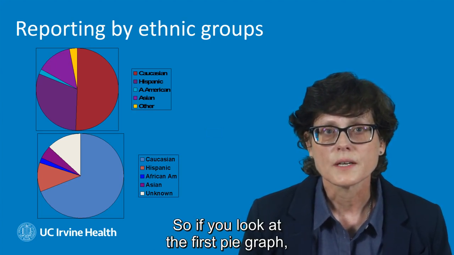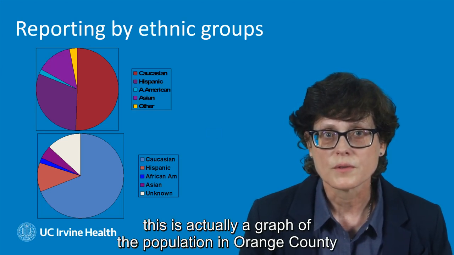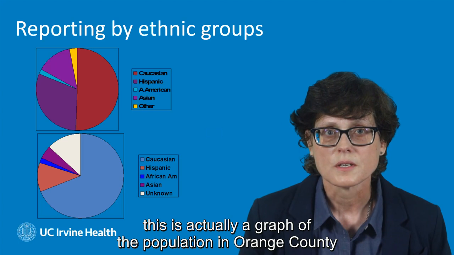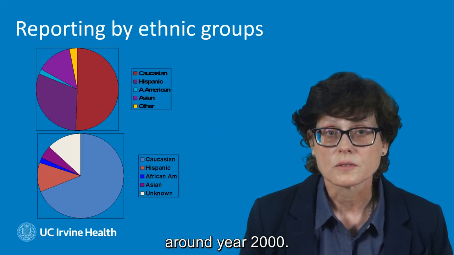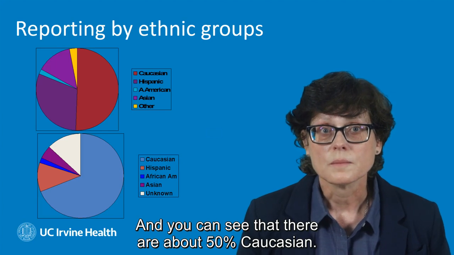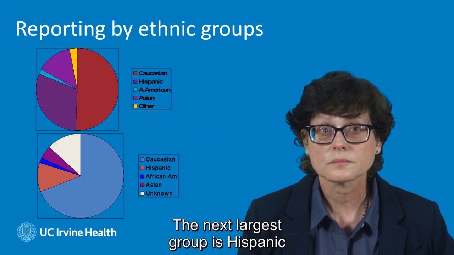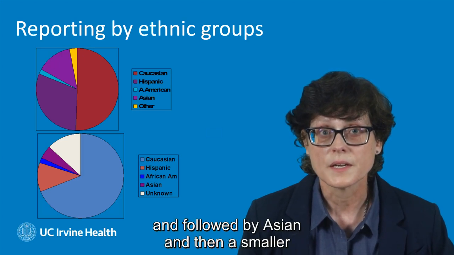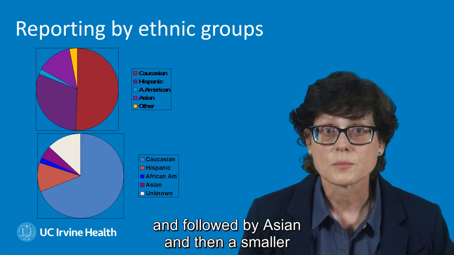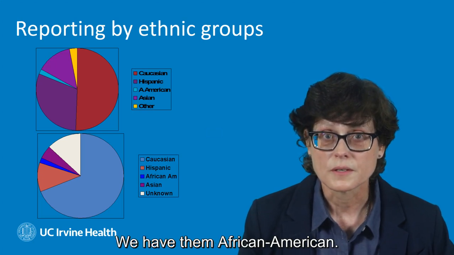So if you look at the first pie graph, this is actually a graph of the population in Orange County around year 2000. And you can see that they're about 50% Caucasian. The next largest group is Hispanic, followed by Asian. And then a smaller segment of the population, we have African American.